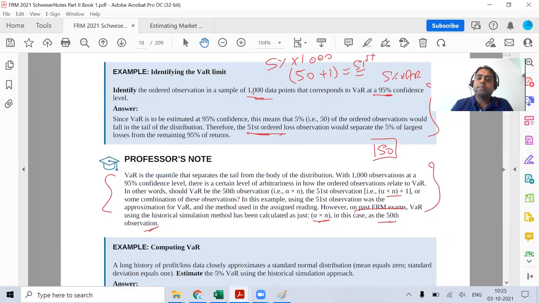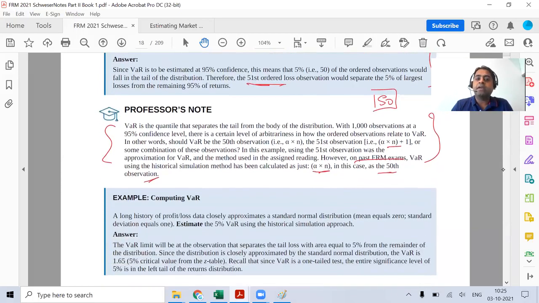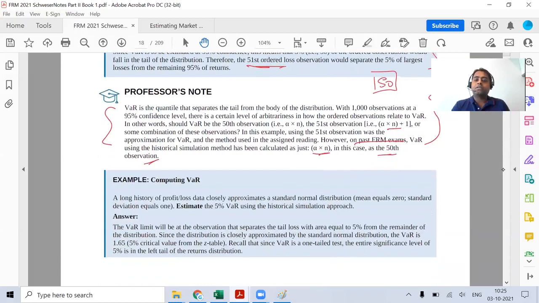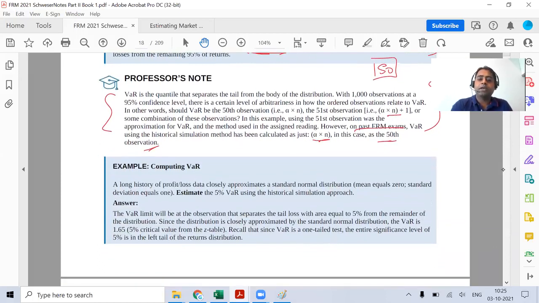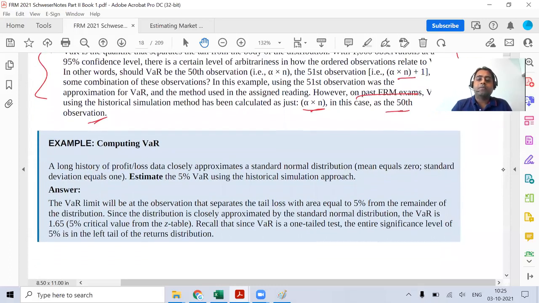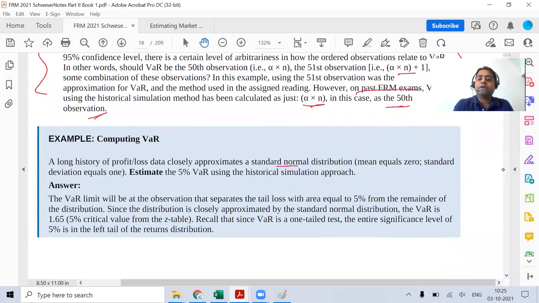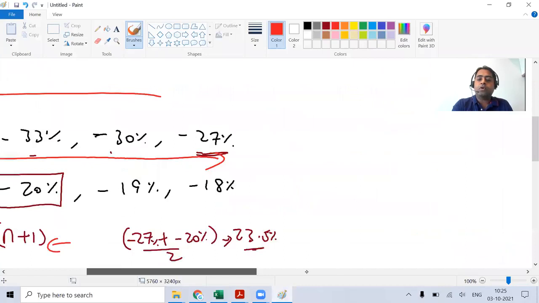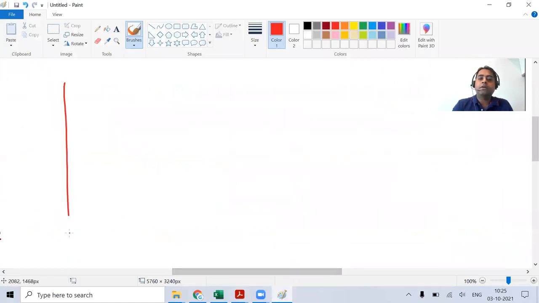This example is nothing but you understanding VaR from the normal distribution perspective. I'm just zooming in. So what is happening over here? If we assume that the underlying data is standard normal distribution and there is a 5% VaR that we want to find, then we will have to understand that it is one-tailed, because VaR was always a one-tailed number, right?